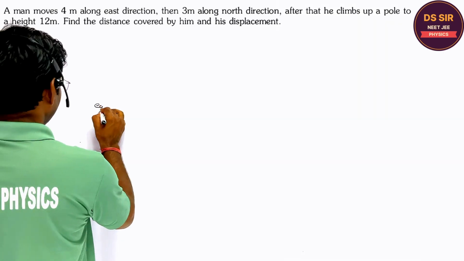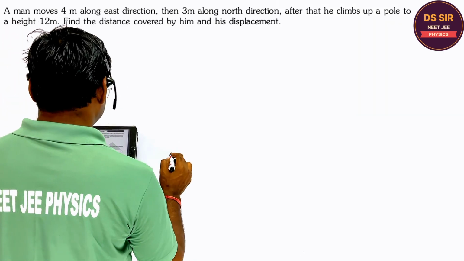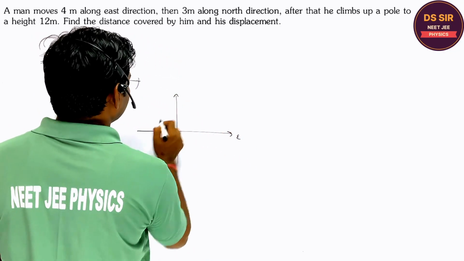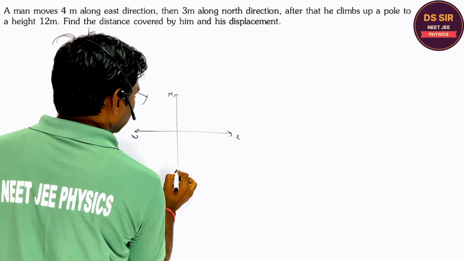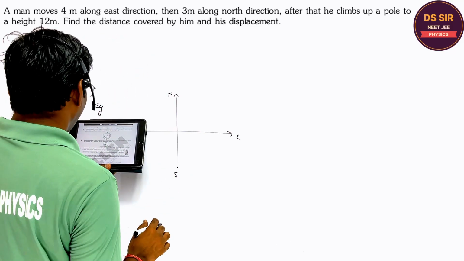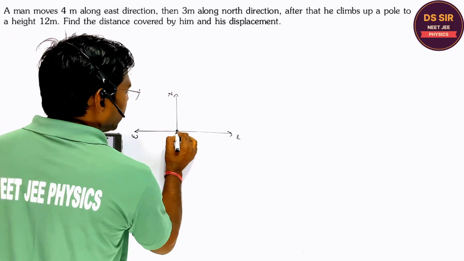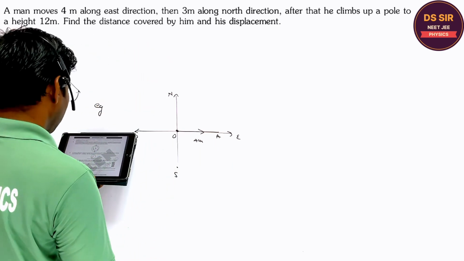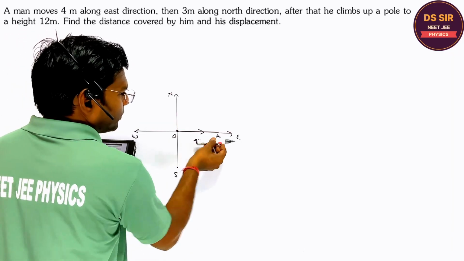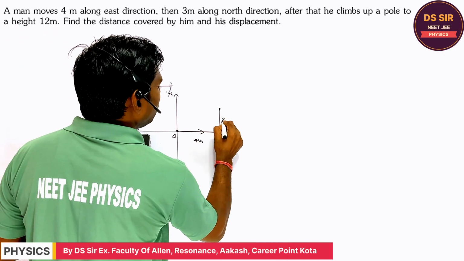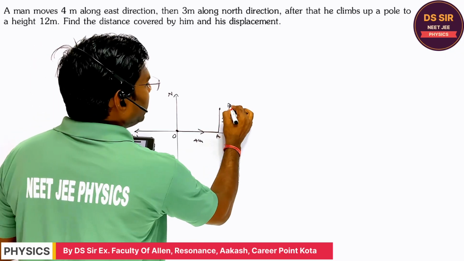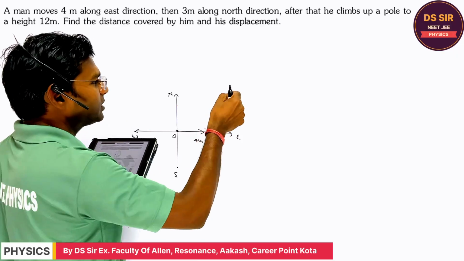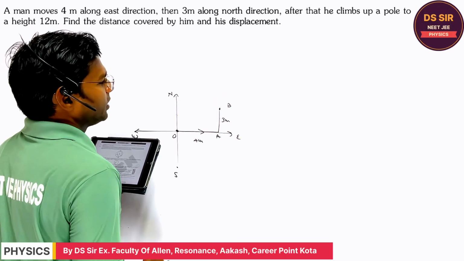So read this question. In this question, a man moves. Listen. Suppose this is the east, this is the west, north and the south. He moves 4 meter towards east. Suppose it starts from here. This is OA, the 4 meter towards east. Then 3 meter along north. Is it clear or not? And at this point, the pole is over there. And this distance is what? Say 12 meter. Is it clear?